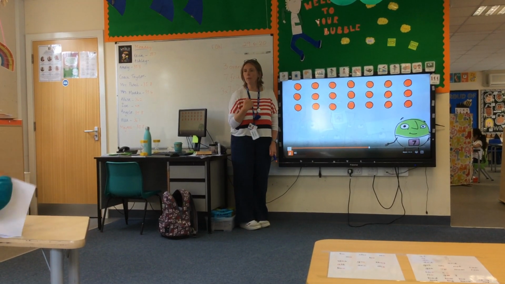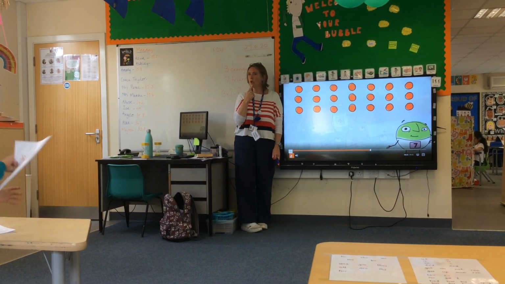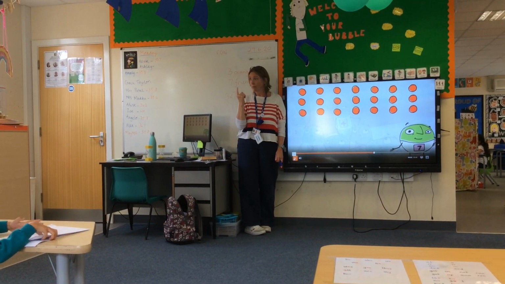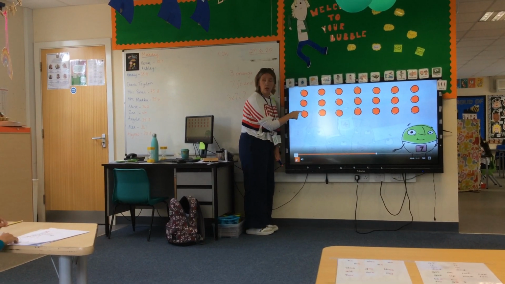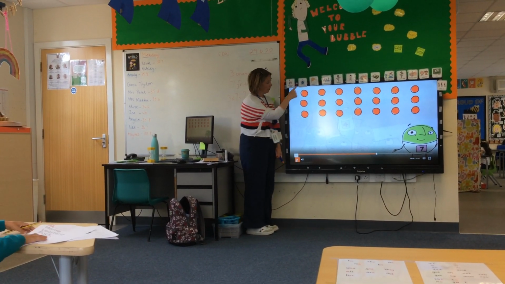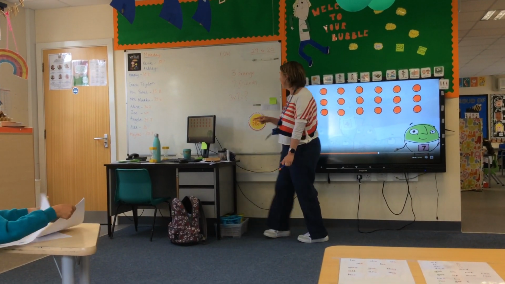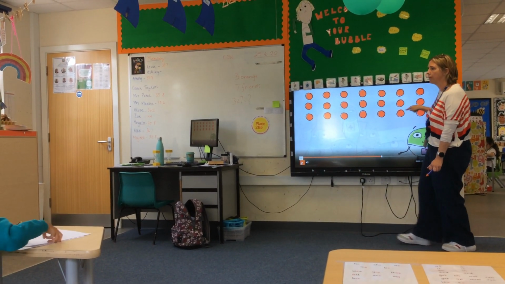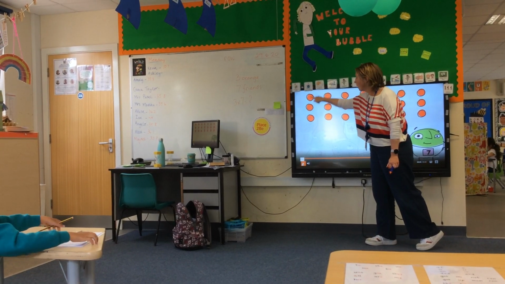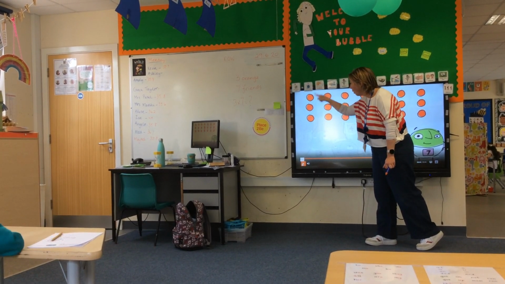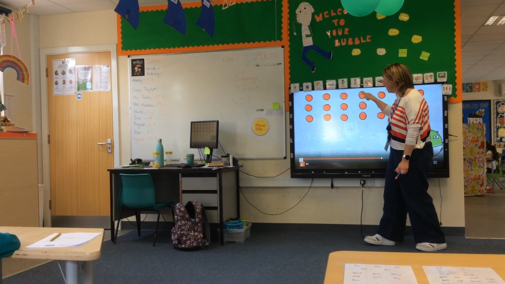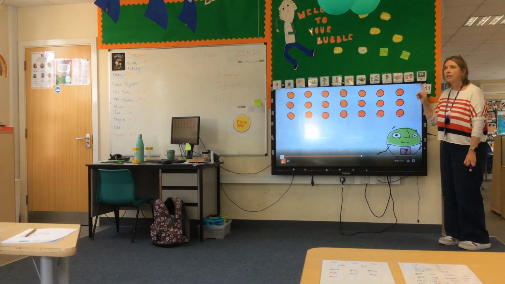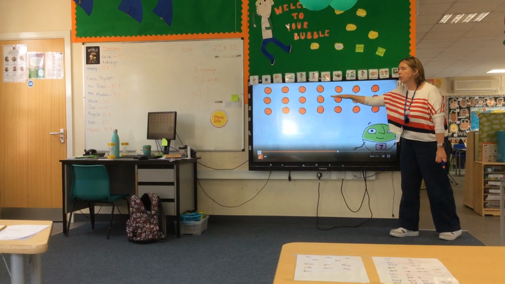Column. How many columns do I have? I'm just making sure everyone's watching. Are you watching? Good. These are columns. How many columns do I have? Count them with me. This is a column, column, column, column, column, column, column. How many do I have? Count with me. 1, 2, 3, 4, 5, 6, 7. 7 columns.